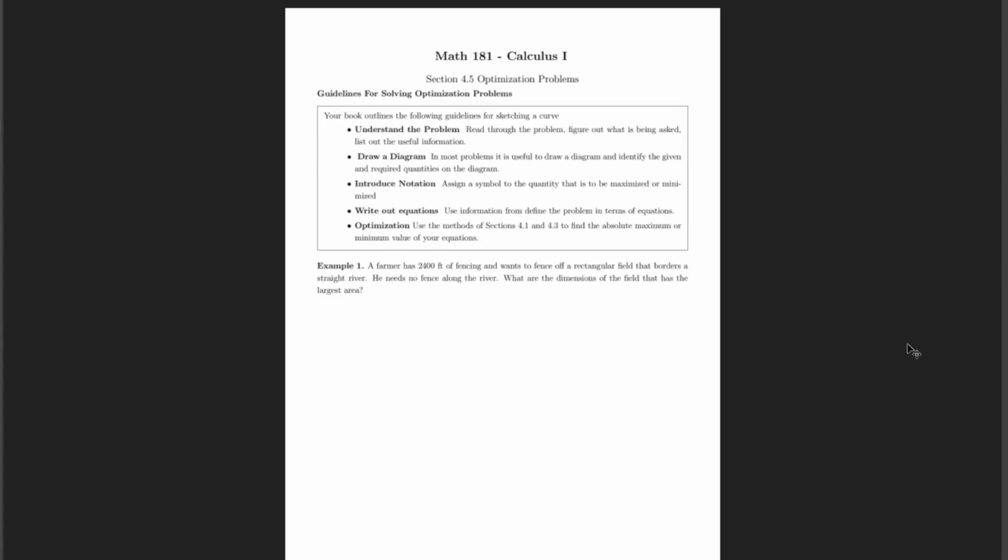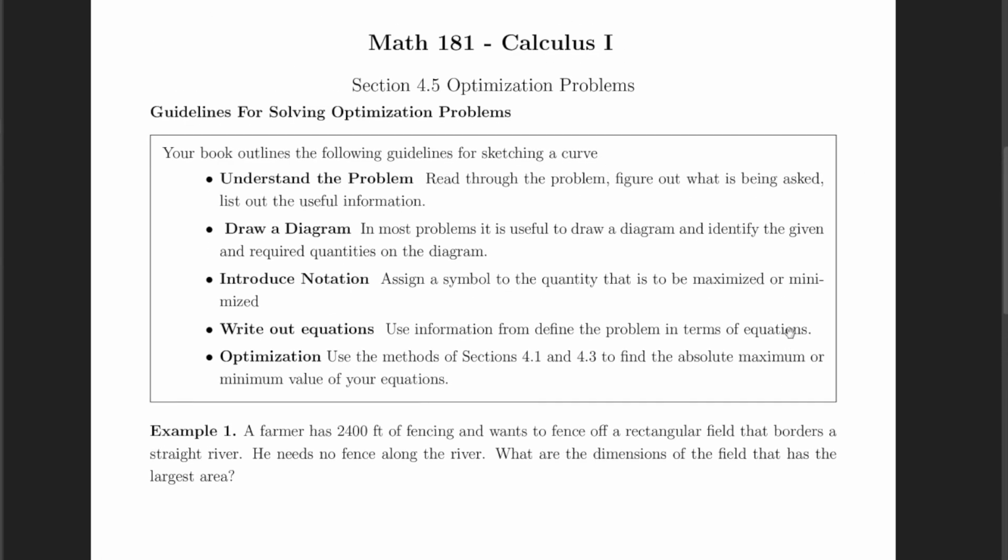Section 4.5 today. We're going to be doing optimization problems. Your book gives some guidelines of how to solve these, and we're going to be doing the same here. I give slightly different guidelines than them, but same concept.